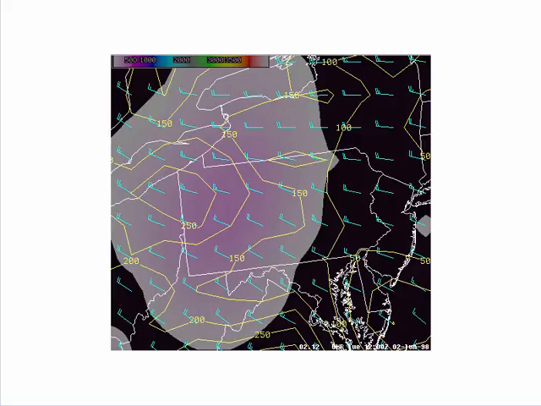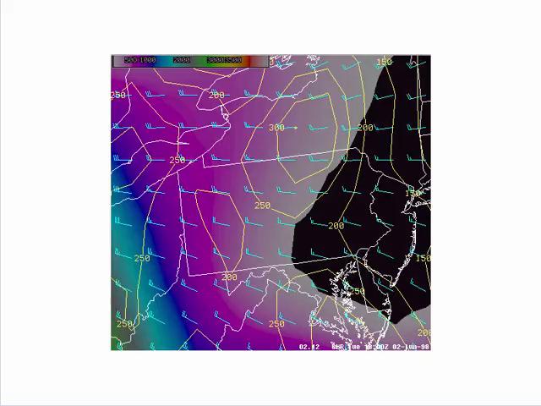Here's the Eta, CAPE, helicity, and Bunkers right-moving storm vectors. At analysis time, we can see that even at 12Z, we've got some pretty good CAPE in the area. If we go forward to 18Z, we can see that the CAPE is increasing substantially. There's a good deal of helicity forecast, upwards of 200.